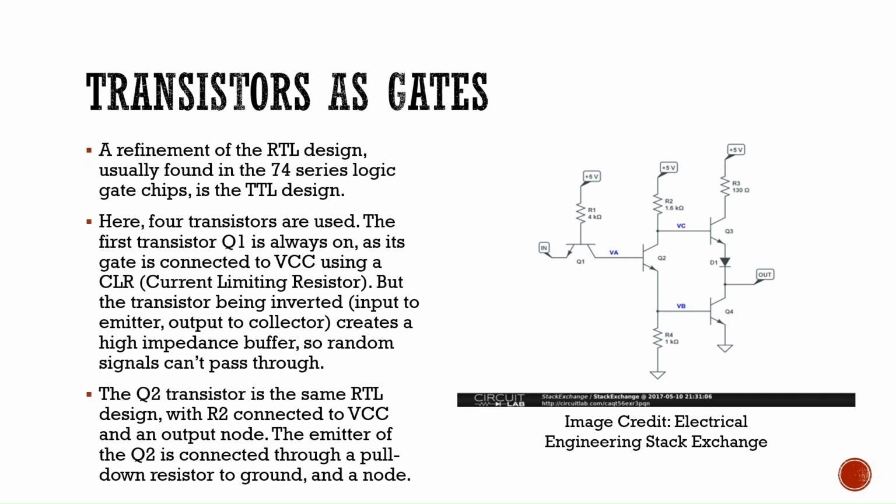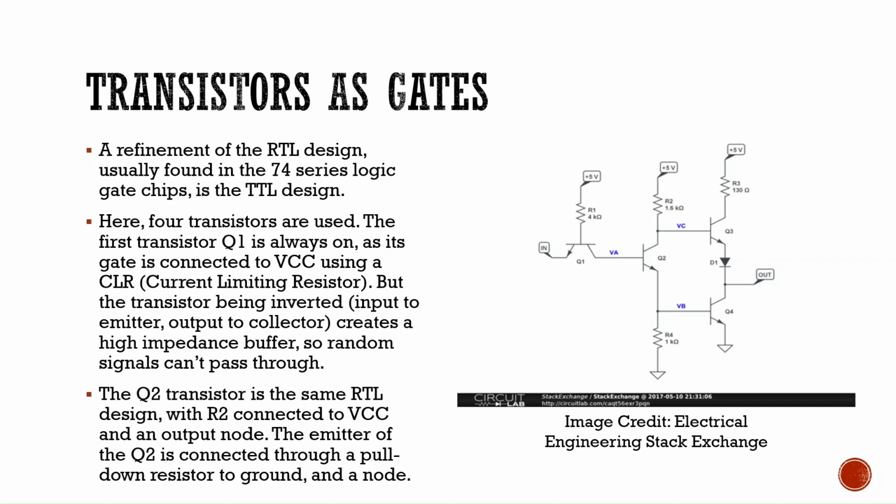Now, similarly, a refinement of the RTL design, usually found in the 74 series logic gates, is the TTL design. Here, 4 transistors are used. The first transistor, Q1, is always on as its base is connected to VCC using a current limiting resistor. But the transistor being inverted, input to an emitter, output to collector, creates a high impedance buffer so random signals can't pass through. The Q2 transistor is the same as in the RTL design, with R2 connected to VCC and an output node.